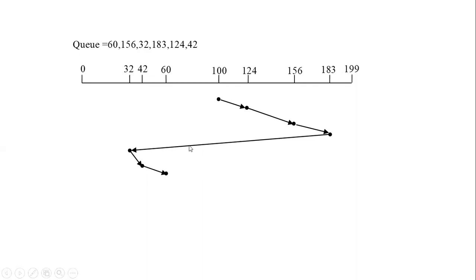But in the reverse direction, it won't service any of the requests. So once it reaches 32, there is a request. But beyond this one, there is no outstanding request. So 32 gets serviced and then the head reverses its direction. So now it moves to 42. 42 gets serviced and then it services 60. So this is how the C-look algorithm works.